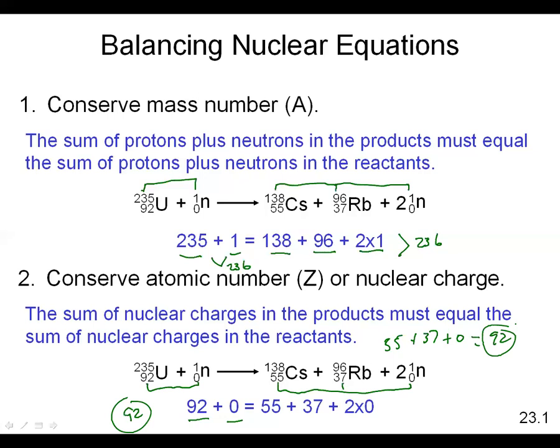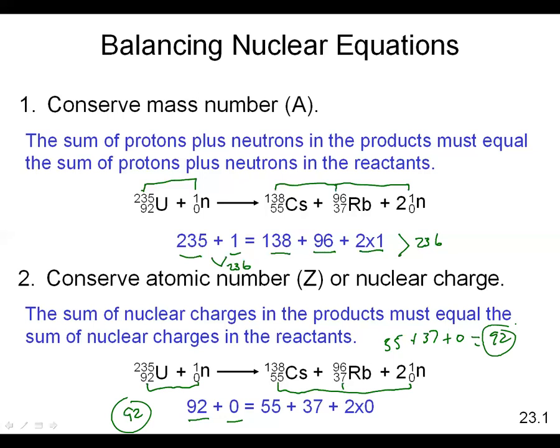So it looks a little bit different than a chemical equation. We obviously don't have conservation of elements, which is definitely what you don't get in nuclear reactions because we're changing to new elements. But we do have conservation of the mass number and the atomic number.